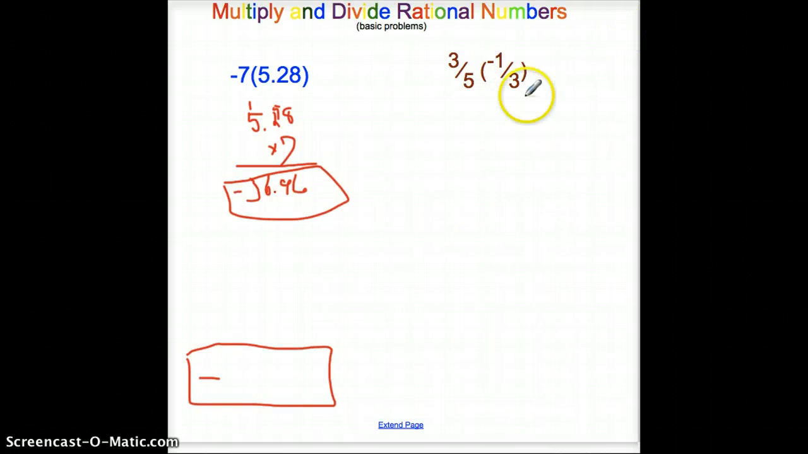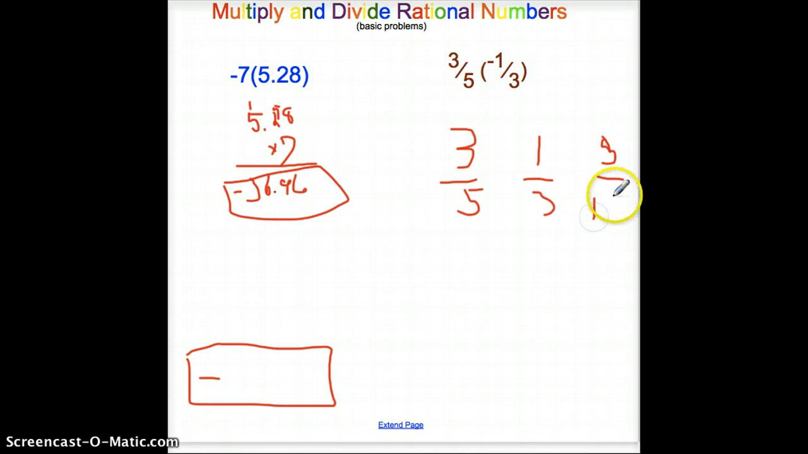Now let's do this problem. 3/5 times negative 1/3. First you want to multiply the numerator by the numerator, 3 times negative 1, and you get negative 3. And in the denominators, 5 times 3 equals 15. Now you have your part of your answer, negative 3/15.